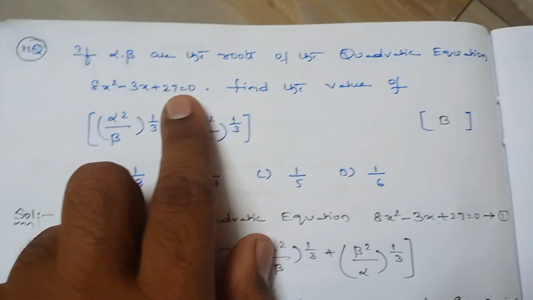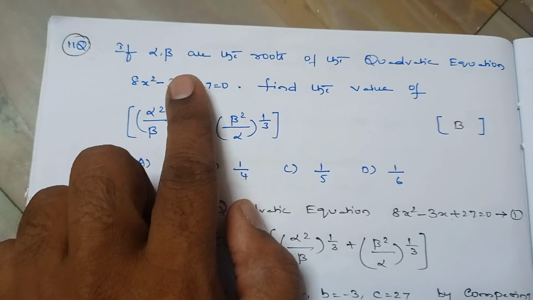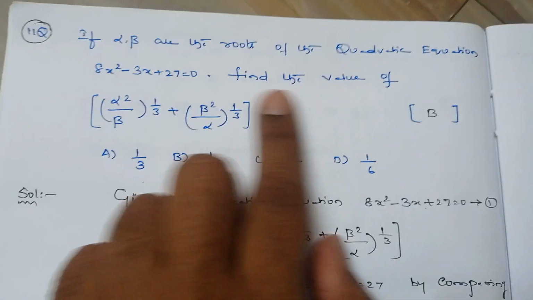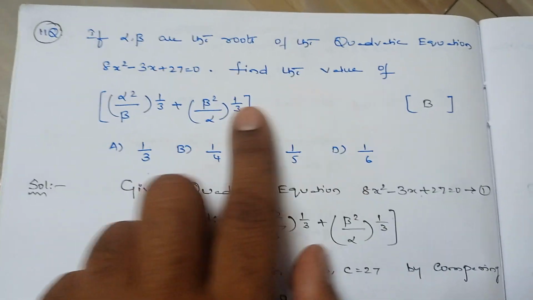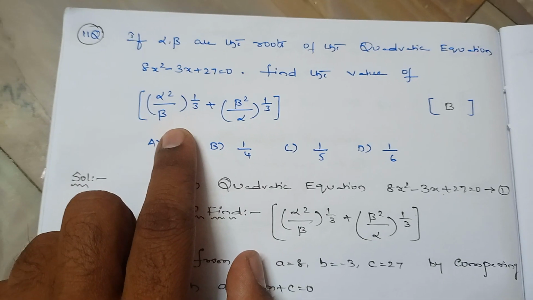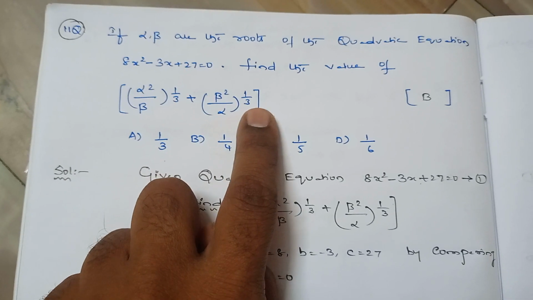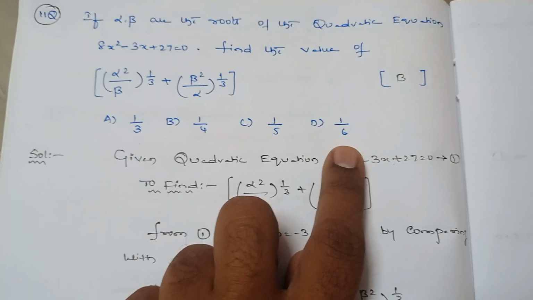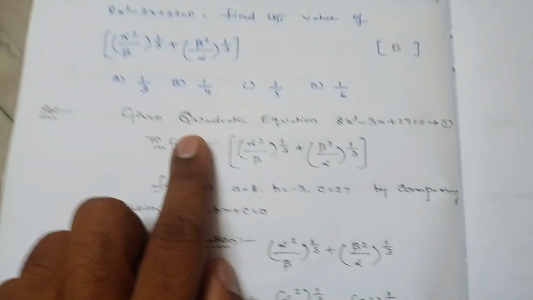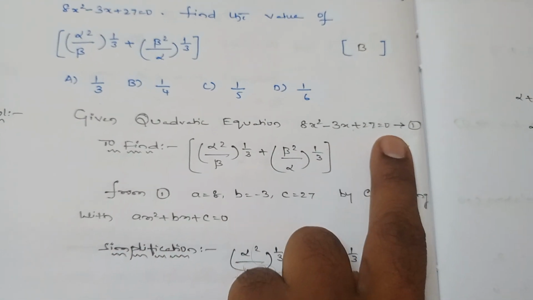Today we are going to discuss quadratic equations and finding the roots. If alpha, beta are the roots of the quadratic equation 8x square minus 3x plus 27 equals 0, then find the value of (alpha square by beta) whole to the power of 1 by 3 plus (beta square by alpha) whole to the power of 1 by 3. Options are 1 by 3, 1 by 4, 1 by 5, 1 by 6. So first take the given quadratic equation 8x square minus 3x plus 27 equals 0.